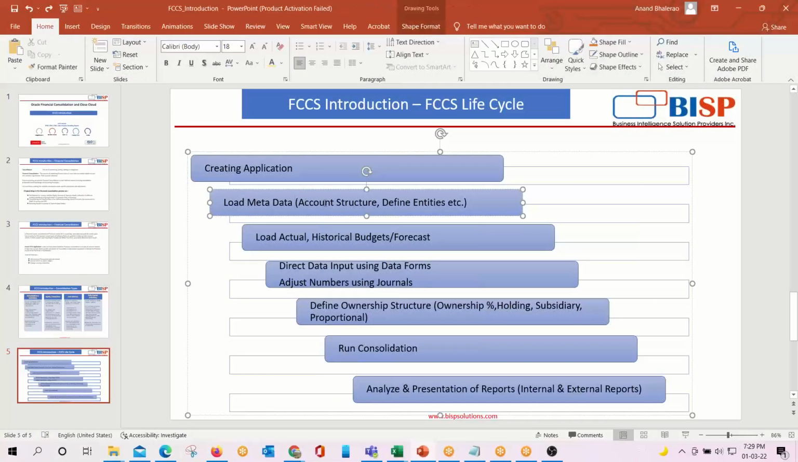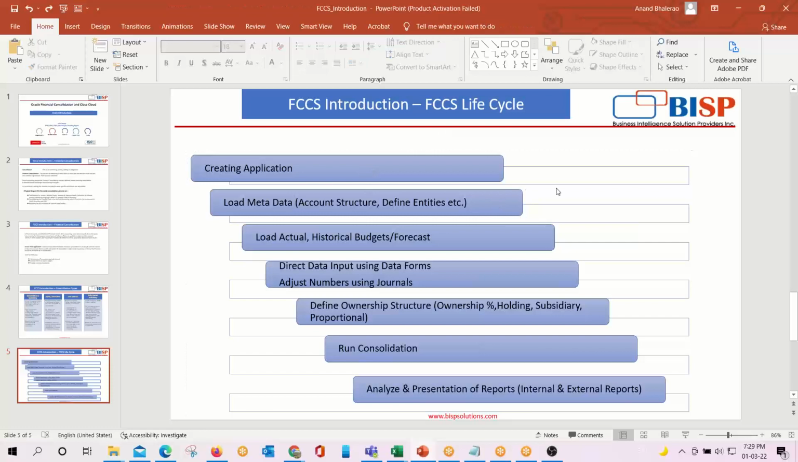And into it we have to load metadata. Metadata here means the account structure, the account expansion. That is, we have to define the income, revenue, assets, and liabilities heads for the different entities. We have to prepare a common chart of accounts for combining the financial results of all these subsidiaries. So here we need to define the metadata. That is known as metadata.